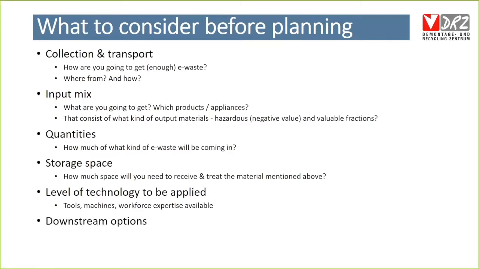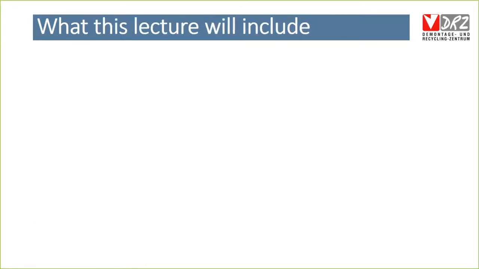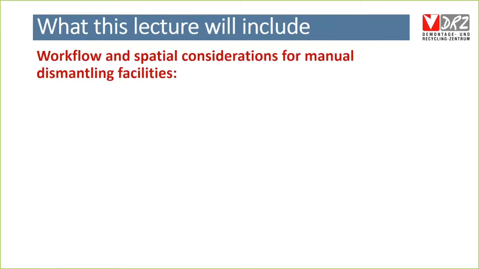And then the above mentioned downstream options: who is going to buy your recycling materials, and where will you put your hazardous fractions? After sorting out all these questions, we come to what this lecture is about. It's about workflow and spatial considerations for manual dismantling facilities.